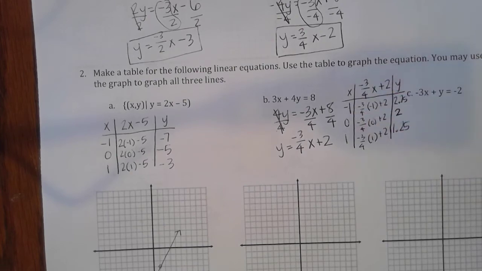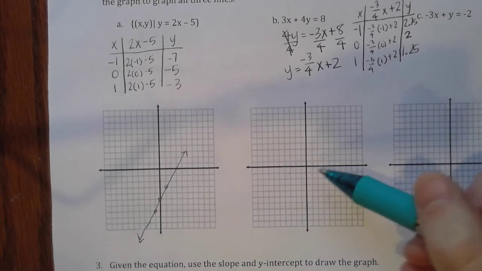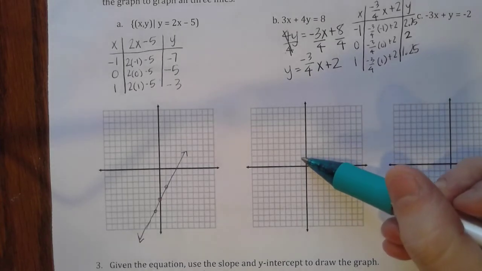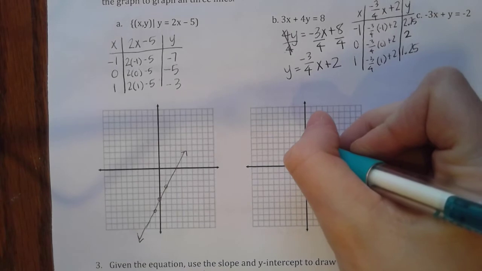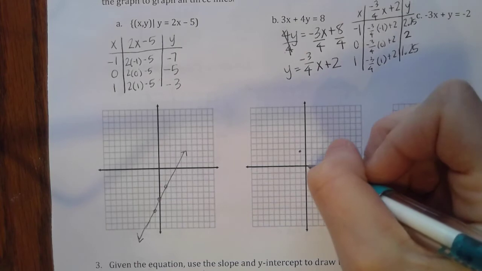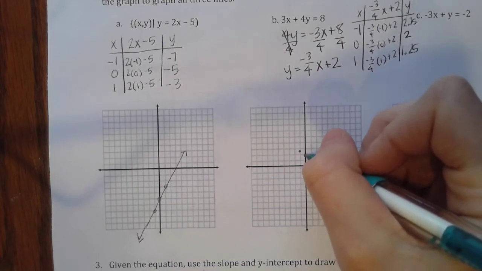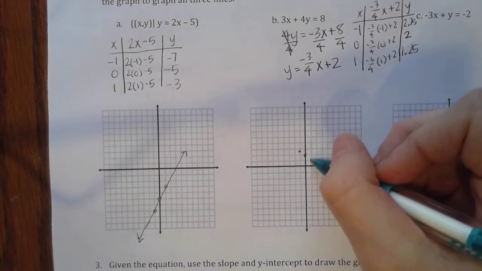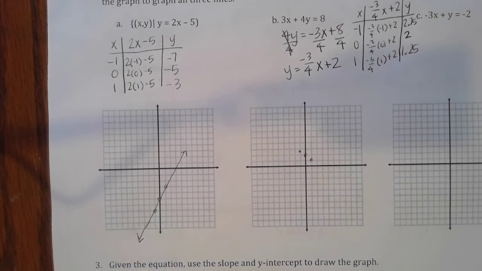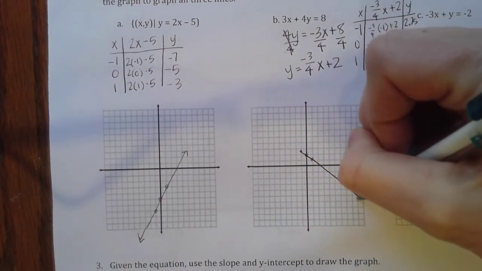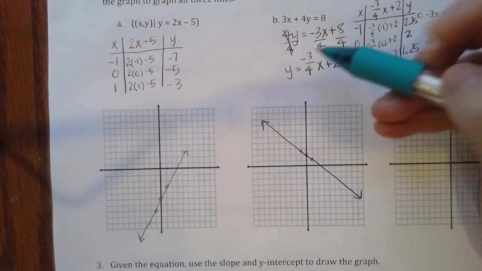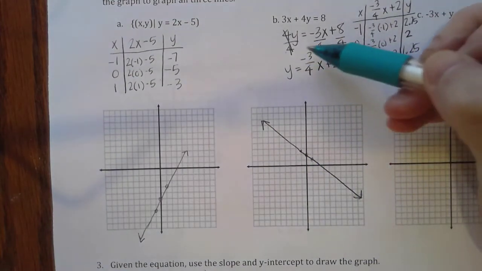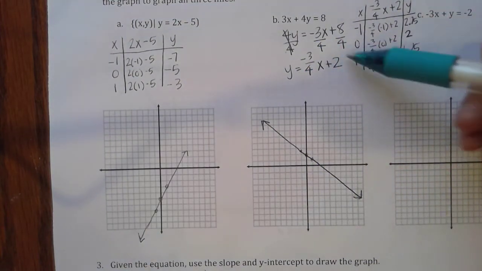So for my first point, it's going to be -1 and then 2.75. So up 2 and 3/4. So 2.75 is about right here. And then I have 0, 2. And then I have 1 and then 1.25, so about right here. And that should make a straight line. You can double check yourself. Your slope was supposed to be negative, so we have that. And then your y-intercept should be positive 2. So that's right there. So you can always double check yourself.